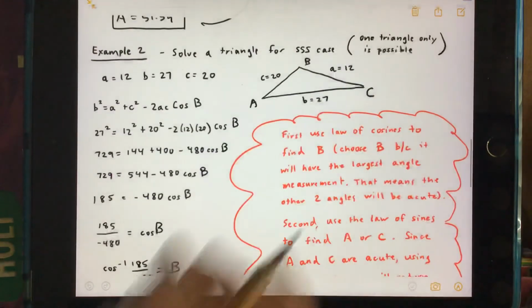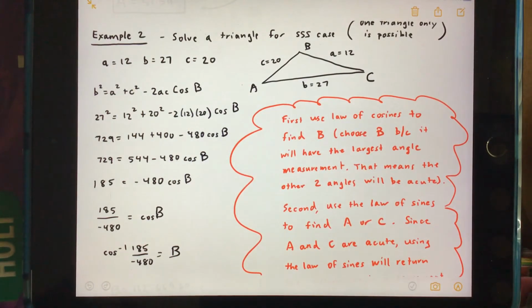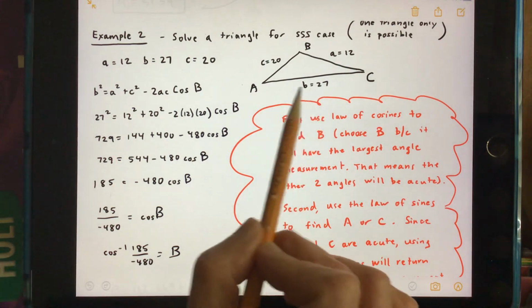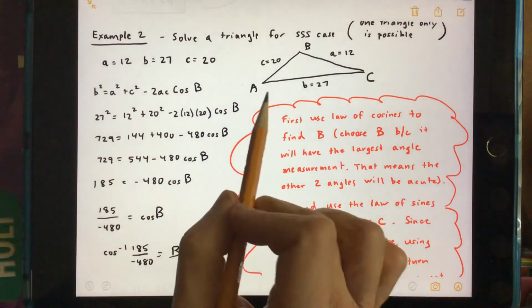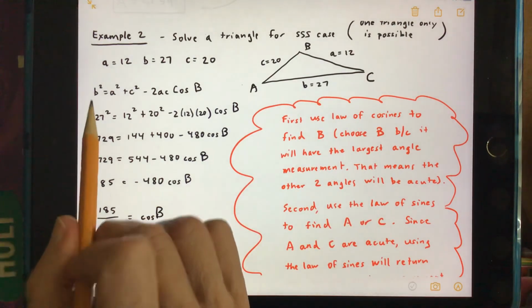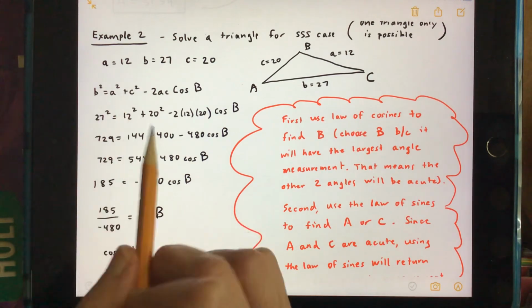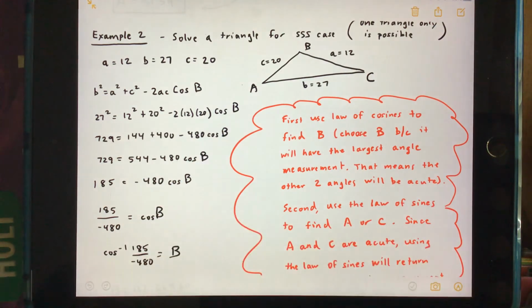All right, let's step through it. So here are the 3 sides. I've drawn a picture of what the triangle in general would look like. And so I'm going to start with my b squared because this is the longest side, to get this angle that could possibly be larger than 90 degrees, guaranteeing the other two would have to be less than 90 degrees. All right, so plug in your numbers. Put in 27 for your B, 12 for your A, 20 for your C, minus 2 times 12 for your A, 20 for your C, cosine of B. That's what we're trying to figure out, that B angle measurement.